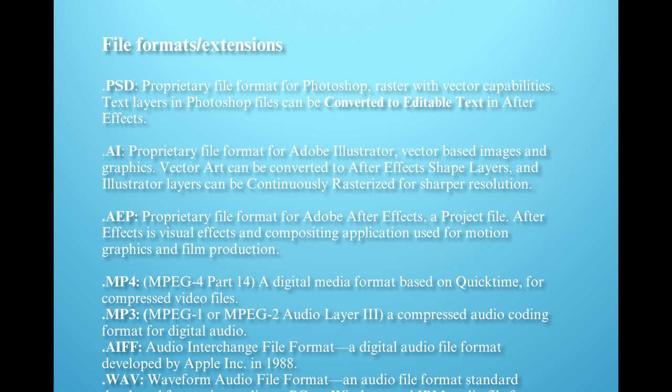And then the other types of files, the MP4, this is the type that we have been outputting, which is a digital media format based on QuickTime for compressed video files. And that's what we get when we use the H.264 and we apply the compression that we've talked about in class. An MP3 is also an audio coding format for digital audio. So it's got a similar name, but it's a different type of file entirely.